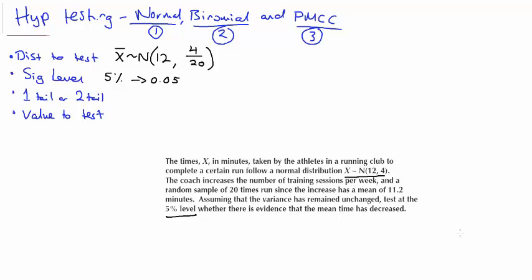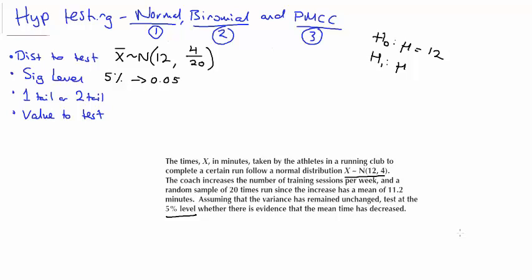Now, here's the important thing. You also need to know one tail or two tail, and that comes from your H0 and H1. So in normal distribution questions, you're always going to be testing the mu, basically. They're saying, you think the mu is 12. You've got to have a value to test against. And to decide whether it's a one tail or two tail, you have to look at the wording.